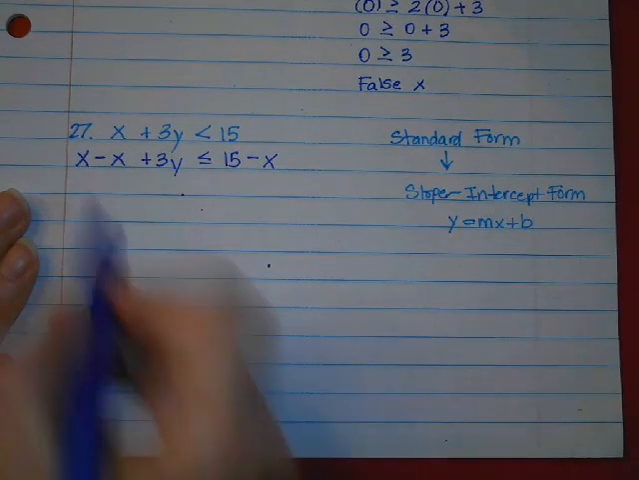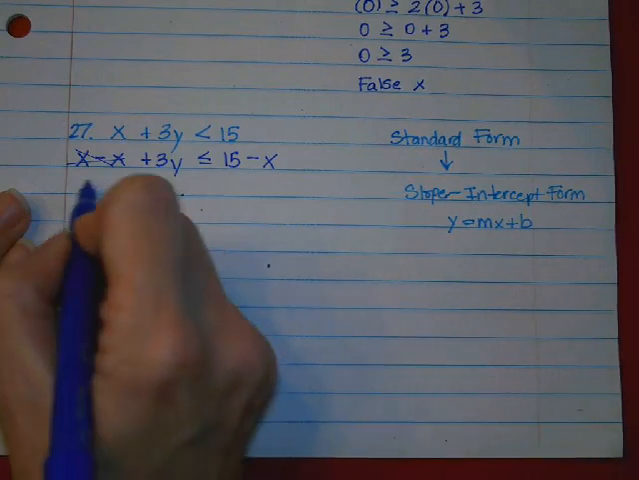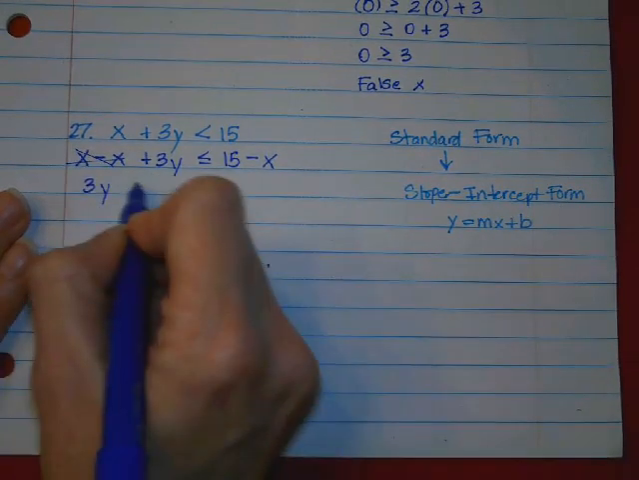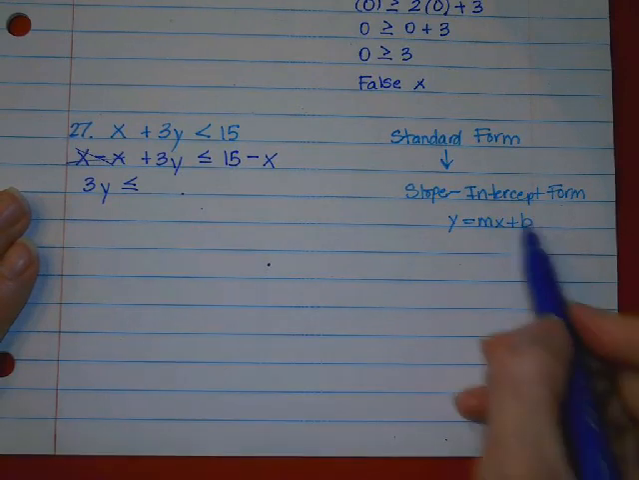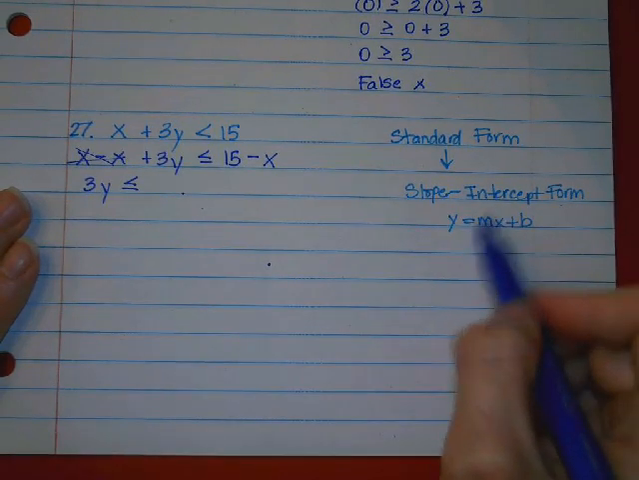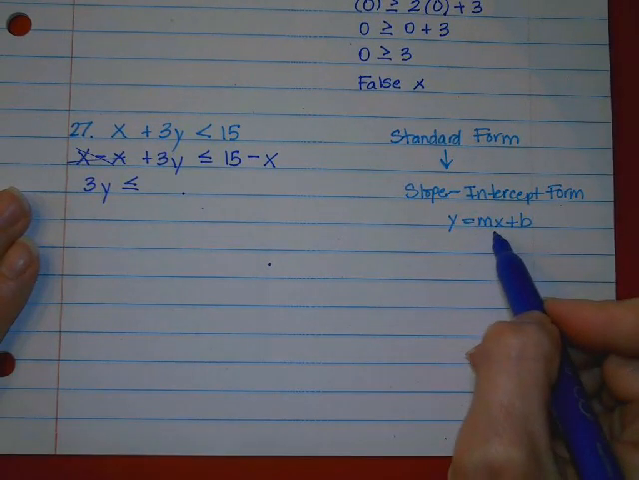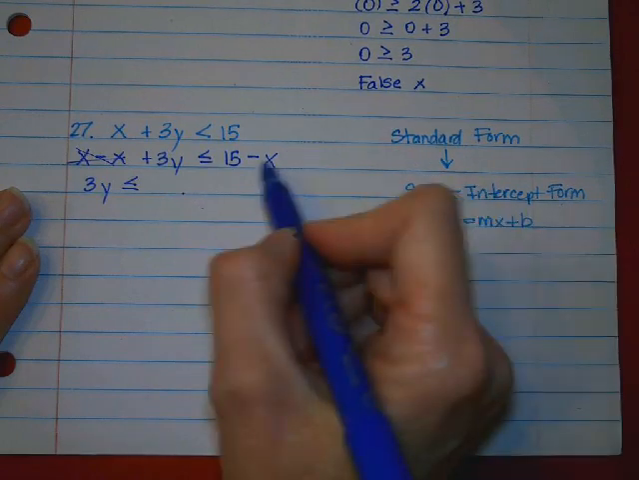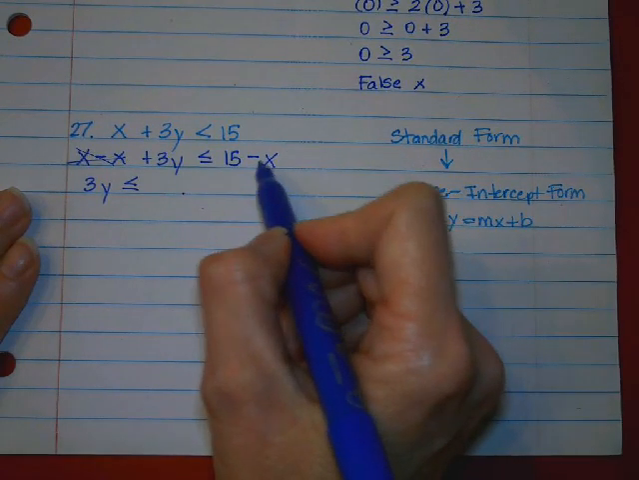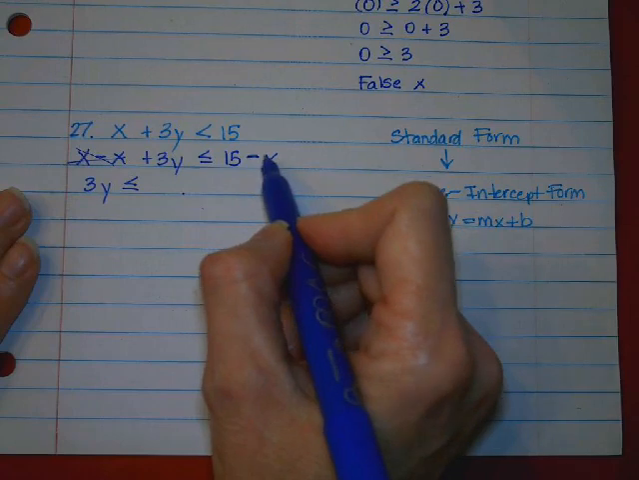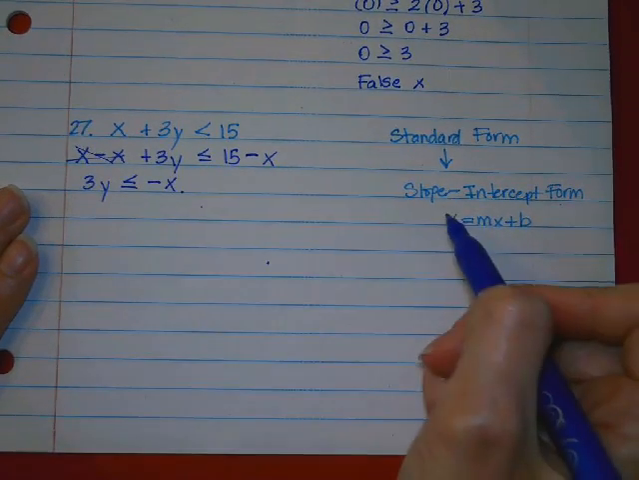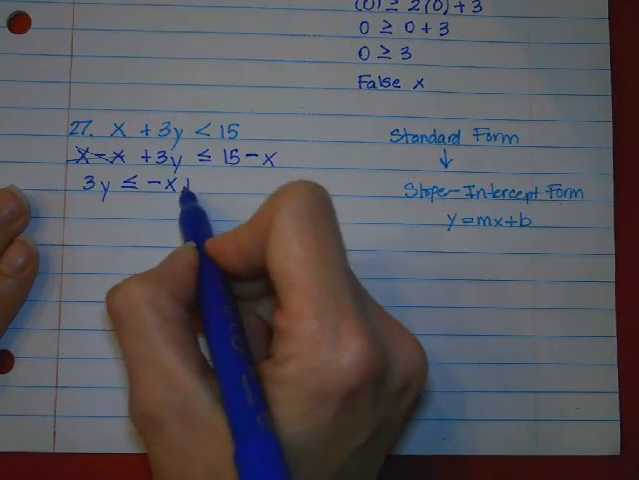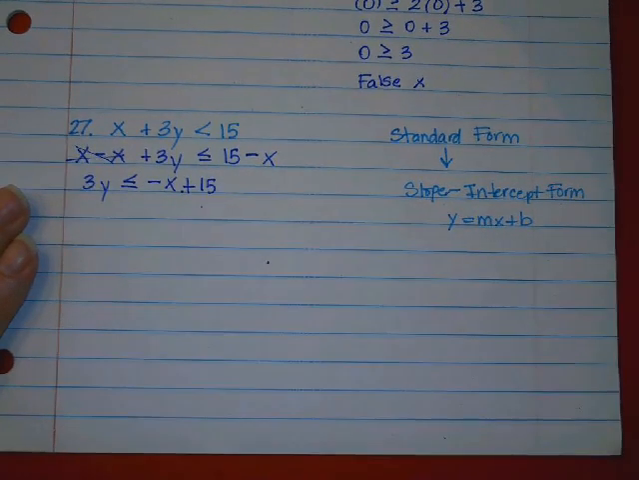So x minus x cross each other out, leaving me with a positive 3y is less than or equal to. Now, I want to put it in the right order. So remember, I need my value with my x first. My coefficient and my x have got to come first. This is my x, and the coefficient to my x is a negative 1. So that negative 1x must come first. Then my plus 15 will come next.